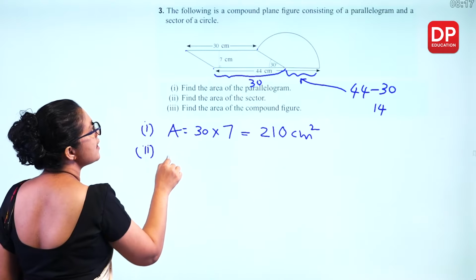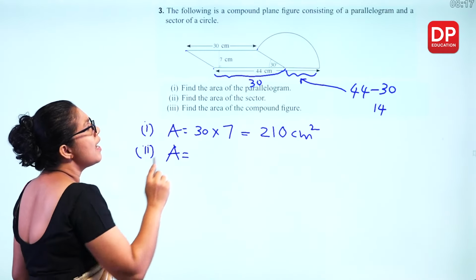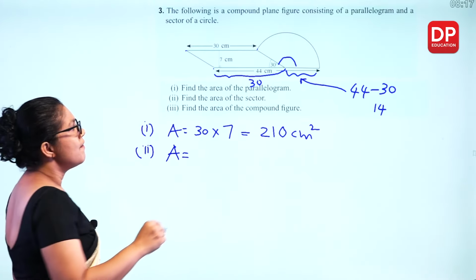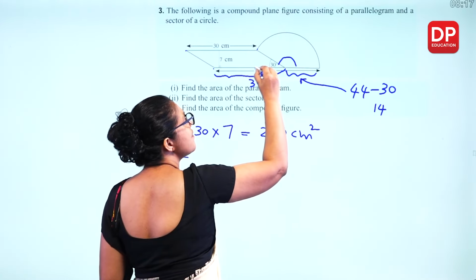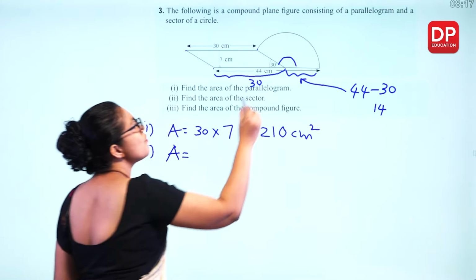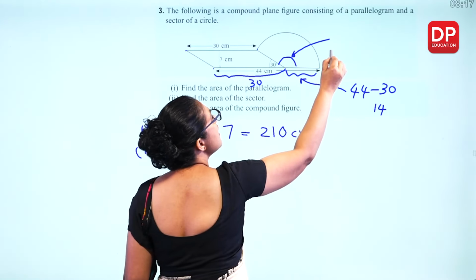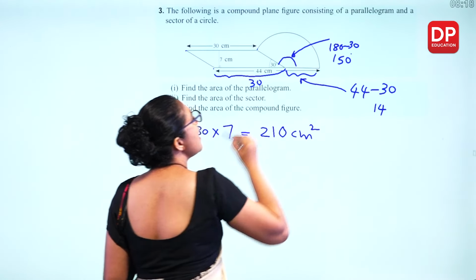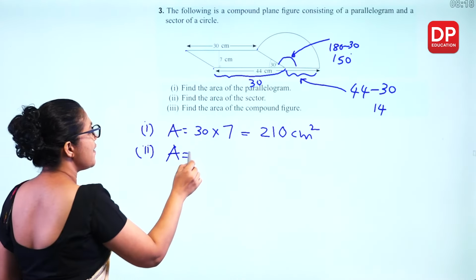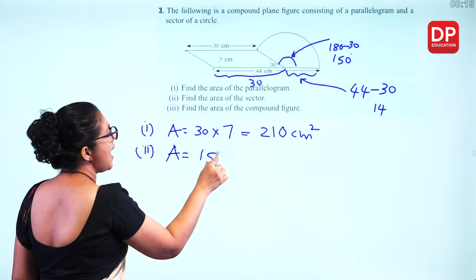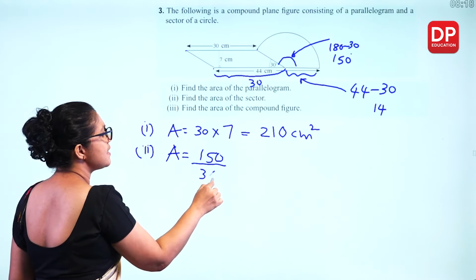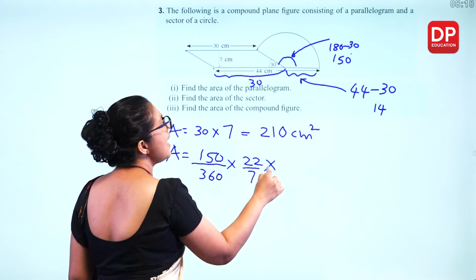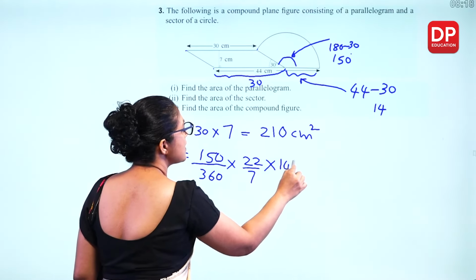So how can we find the area of the sector? And also you need the angle at the sector. We know this full angle is 180. So this is 30. So what is this angle? 180 minus 30, you get 150 degrees. So what's the area of the sector? Angle 150 divided by 360 into pi. Pi is 22/7 and the radius we found, that's 14.